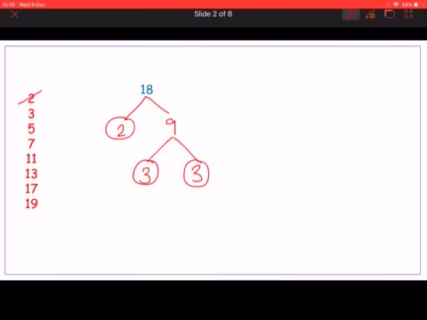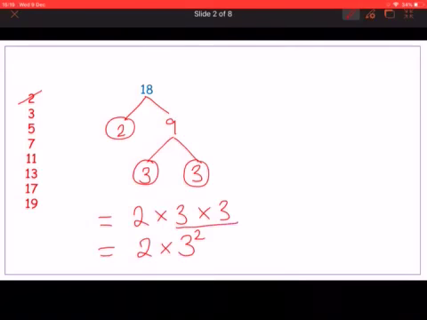Now, because all of these factors are circled, I'm actually done. So my answer is everything that's in a circle. 2 times 3 times 3. Let's just check that. 2 times 3 is 6, times 3 is 18, which is the number that we had in the beginning. So that is my answer. Now, in younger years, you can get away with that as your answer. But as you get a bit older, we would expect you to write your answer as 2 times 3 squared. I've just simplified these 3's together. So that's how to write a number as a product of its prime factors.